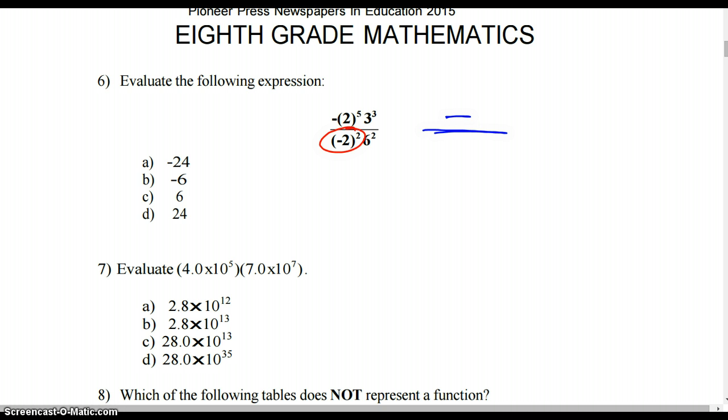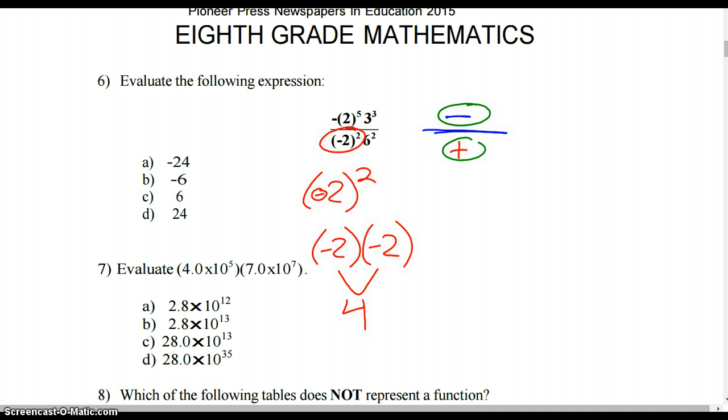So what we need to check out is this right here. Will that negative go away? And it turns out that it will, because it's inside the parentheses, meaning that the 2, where the exponent, applies to this negative right here. So this really means negative 2 times negative 2, which gives me a positive 4. And then everything else is positive down there as well, so we find out that the bottom comes out positive. Well, when you divide a negative by a positive, you get a negative answer, so we can eliminate C and D.